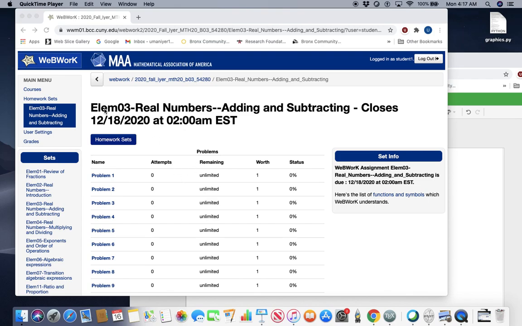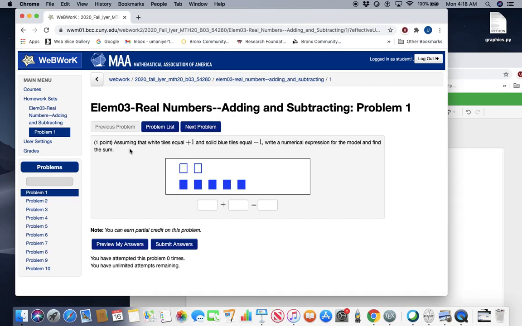Elementary 03, adding and subtracting. Okay, assuming that white tiles is positive 1 and solid blue tiles equal negative 1, write a numerical expression for the model and find the sum.